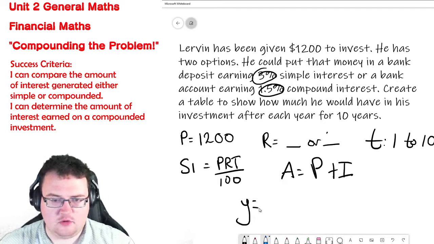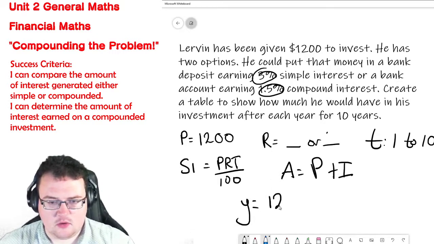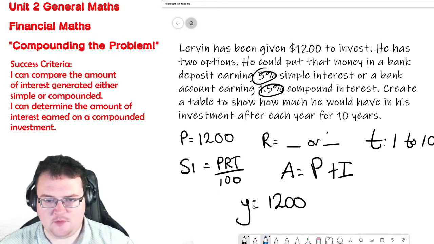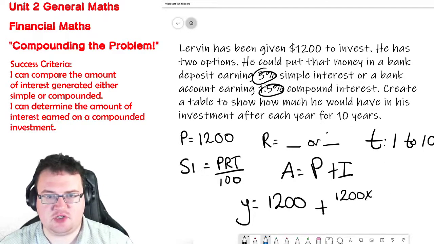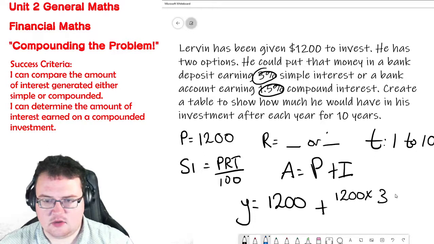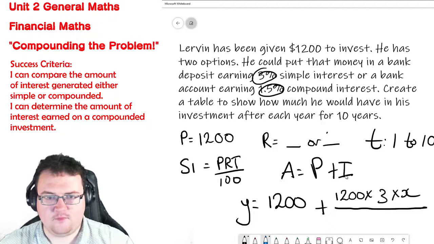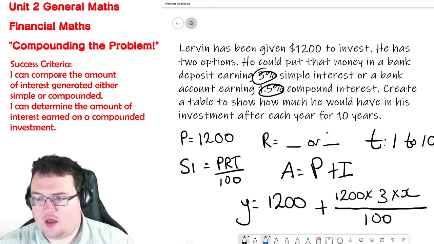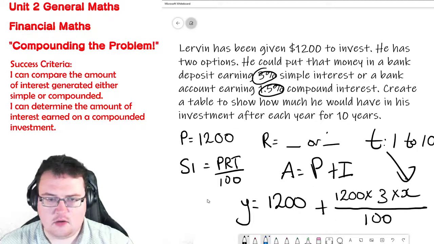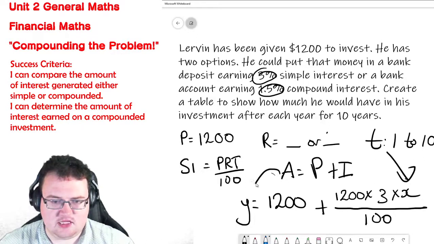Y equals 1200, because that's our principal. A is the amount we don't know, plus I, which is PRT over 100, which is 1200 times its simple interest, so it's going to be 3 times X over 100. All right, so T is the variable that we don't know, so that's there. And then Y is this amount here.